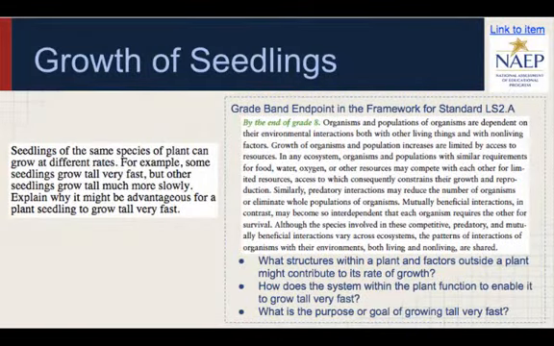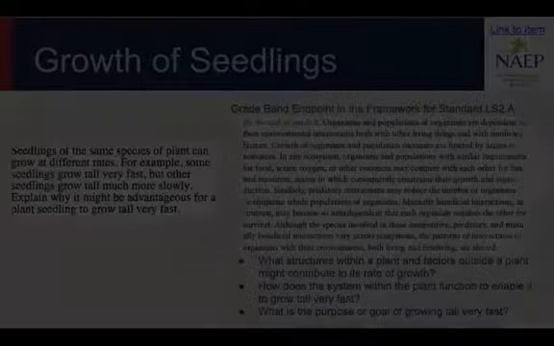Seedlings of the same species of plant can grow at different rates. For example, some seedlings grow tall very fast, but other seedlings grow tall much more slowly. Explain why it might be advantageous for a plant seedling to grow tall very fast. Structures within a plant allow it to compete for resources. Which structures are involved? How are they involved in the competition for resources? How do the structures function together for the plant to grow tall very fast? How is this function an advantage for that plant? Why would it be a disadvantage to grow slowly?